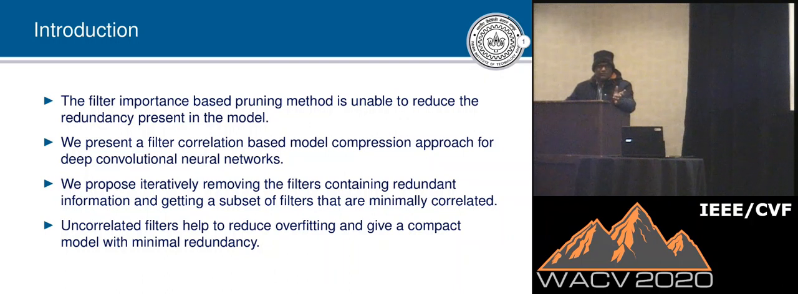So at a particular layer, we have, let's say, n convolutional filters. So we can get nC2 pairs.